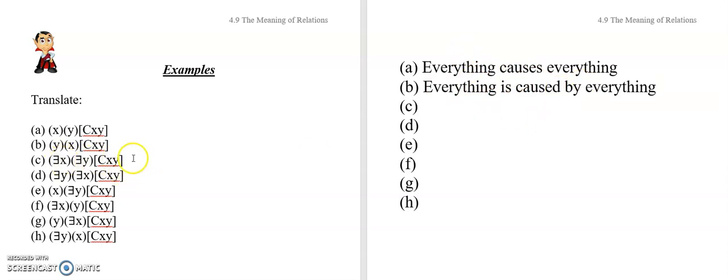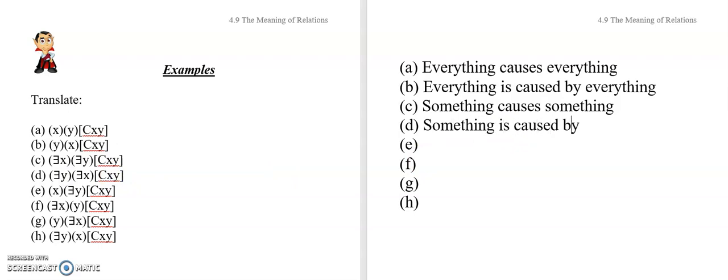All right, let's try this one. Pause now, and you can use these as your template. Okay, this one says something causes something, possibly itself. This one we're going to translate from the perspective of y again, so we're going to say something is caused by something. Okay, so that's D.